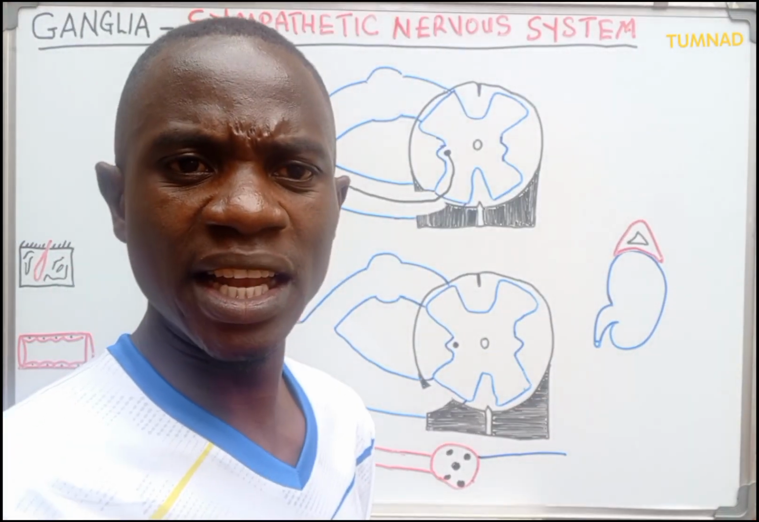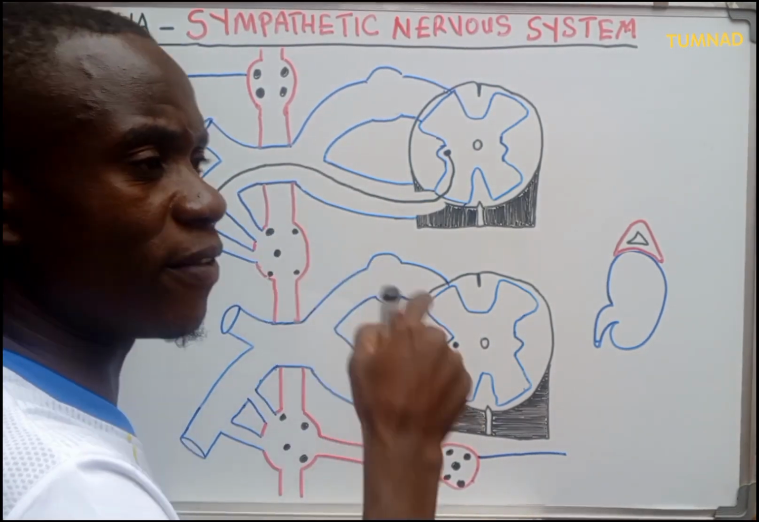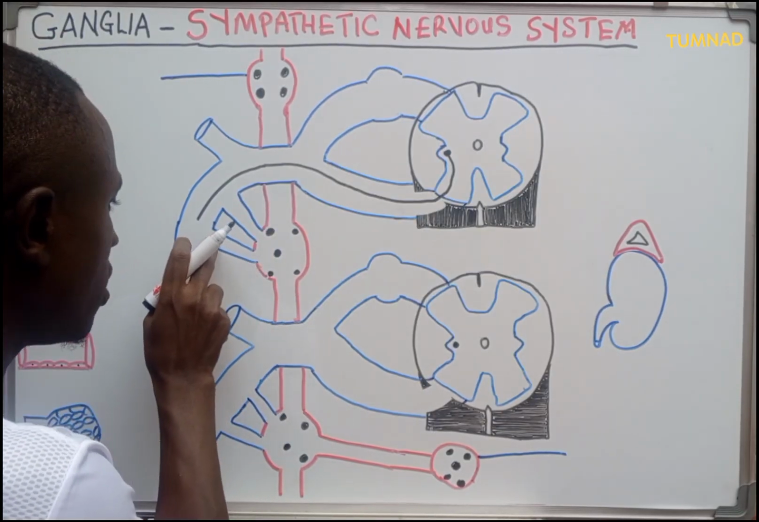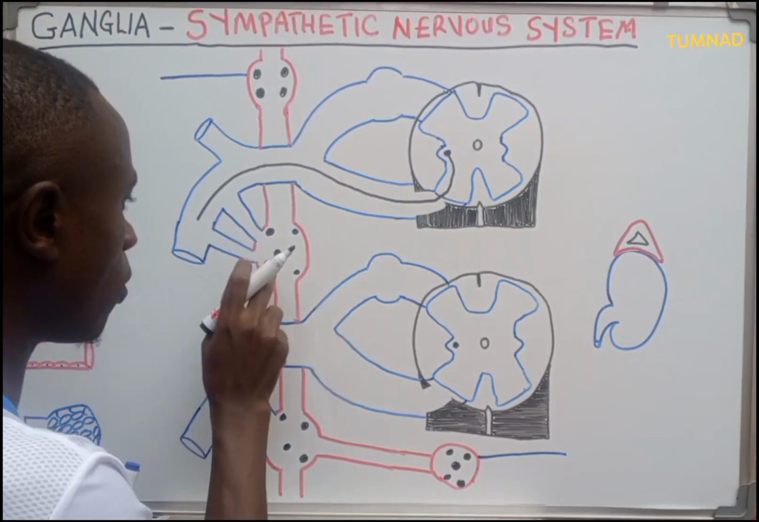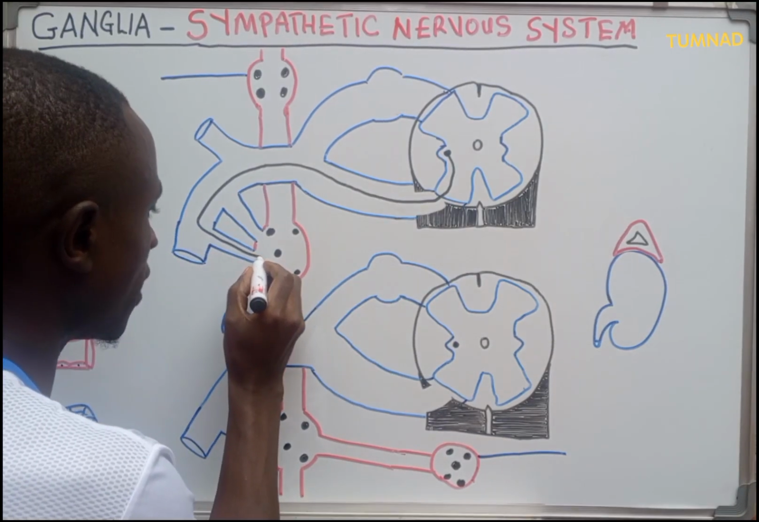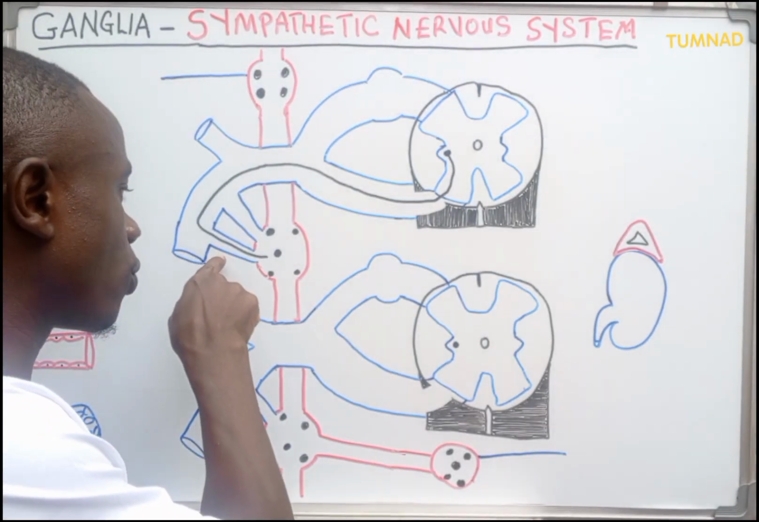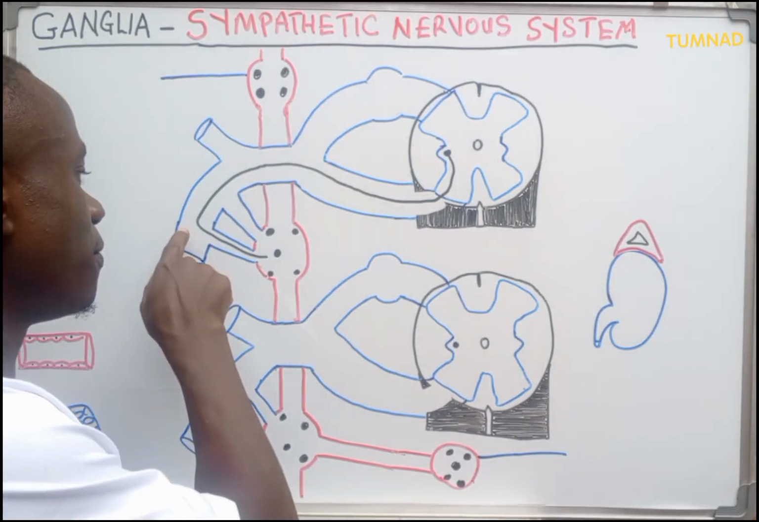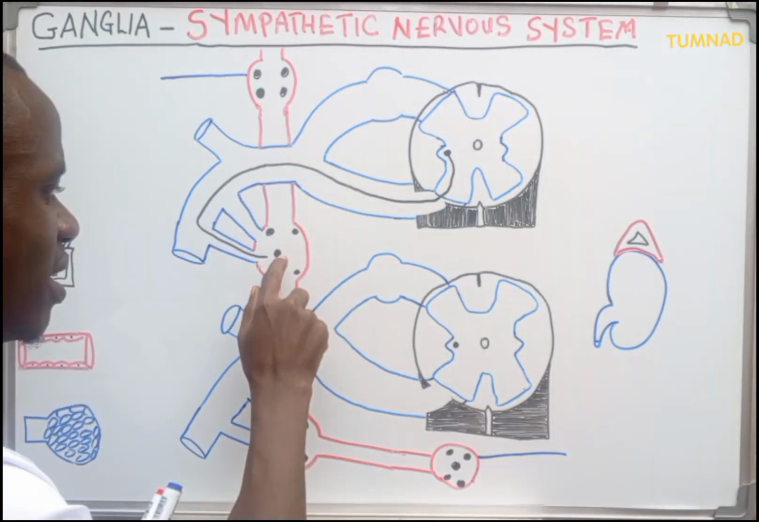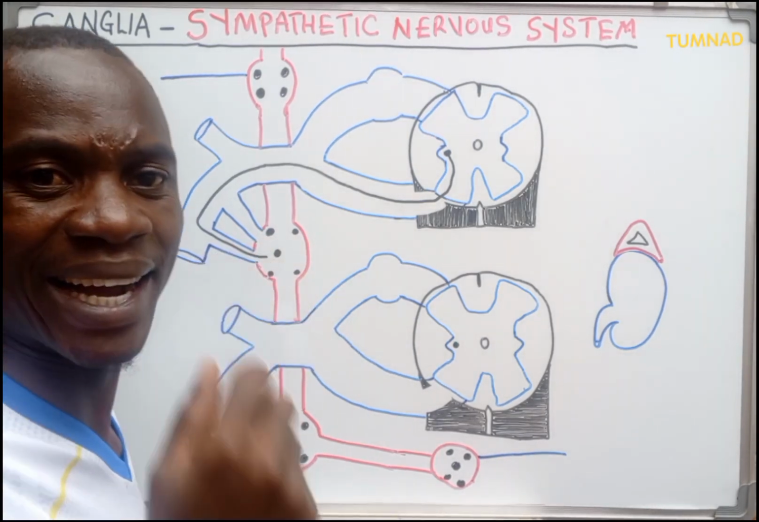Now, the motor fibers of the sympathetic nervous system are going to take the ventral rami. When they take this ventral rami, there is this kind of tube, and these fibers come and enter through this tube. Now, what do we call this tube? This tube is the white rami communicans, and it connects the ventral rami to this sac. And this sac has neuron cell bodies, as you are seeing. So this one qualifies to be a ganglia.